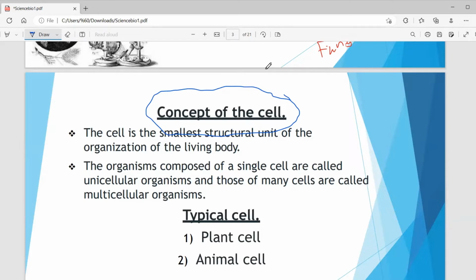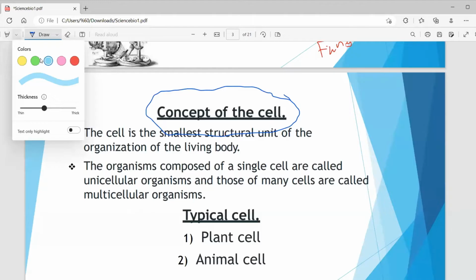How can you see the cells? That is one of my questions. When you do an experiment, it can be adipose cells, subcutaneous cells, or sometimes red blood cells, white blood cells and platelets. You can see those structures under the microscope. It can be a light microscope or a compound microscope. You can view those structures. So you can see here, the cell is the smallest structural unit of the organization of a living body. That is a very, very important point to remember.